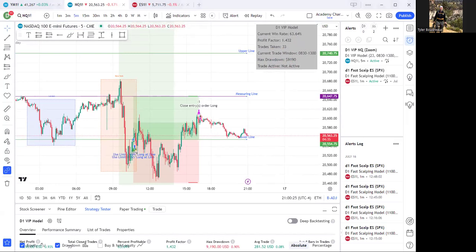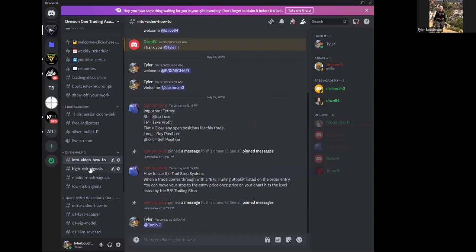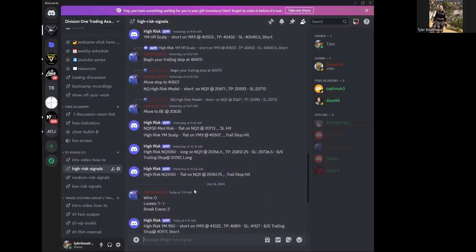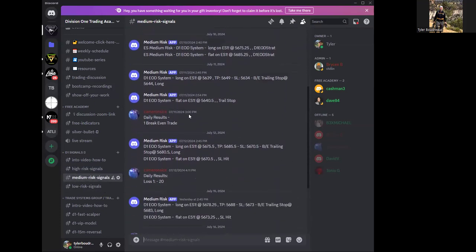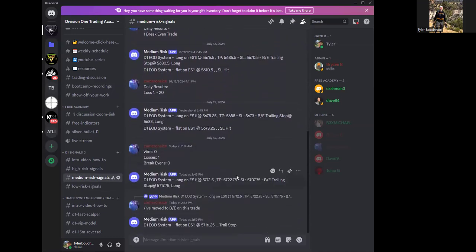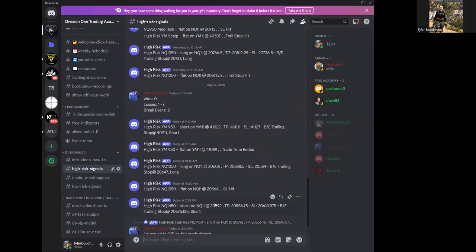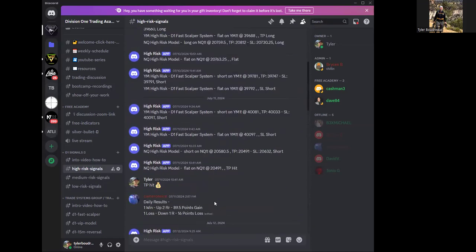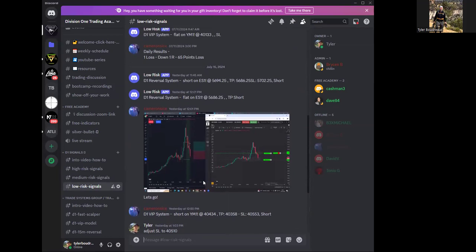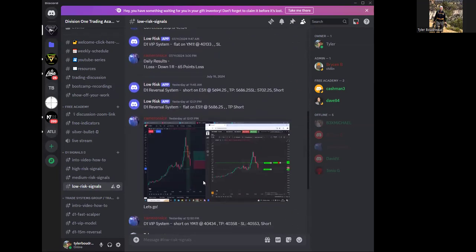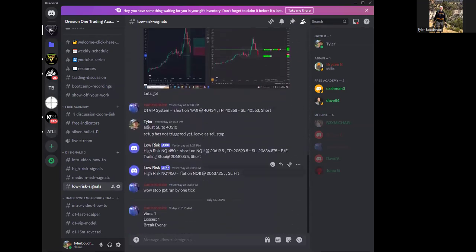Cool. Well, I'll show you guys the signals group. So right here, you can see these are some of the signals that have been coming through. This is our medium risk one, so most of these are either going to be break even or TP. It has a higher win rate, but it is kind of in and out. These are more high risk. These are scalping. You're going to be getting a handful of signals a day. It's been on for like 3 days now. And then you have your lower risk signals where you're going to have fewer trades, but they're going to be much higher risk.